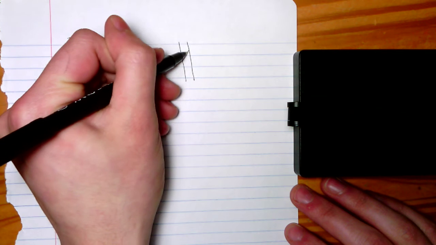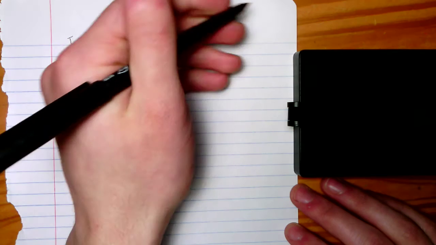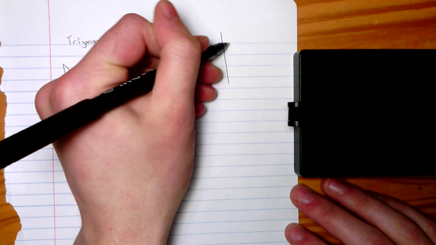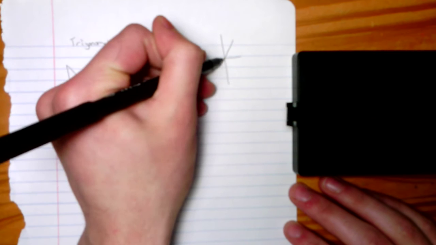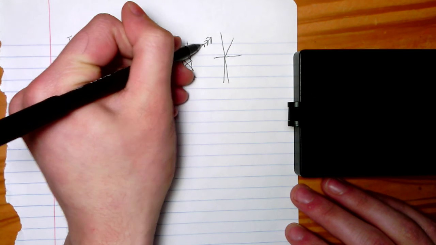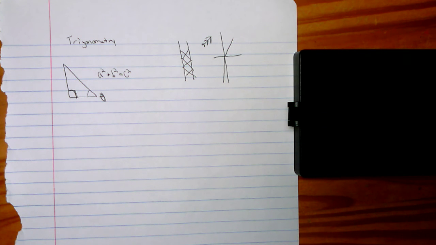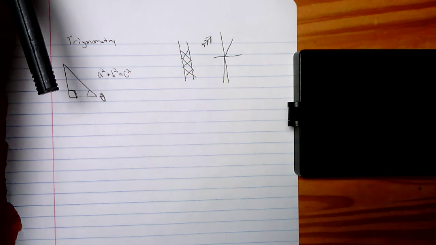Also, it's important in architecture. If there's a triangular frame in a building, you want to use that. Also, vector quantities in physics, and reflection and refraction. And I'm just drawing lines right now. But trigonometry is very important.